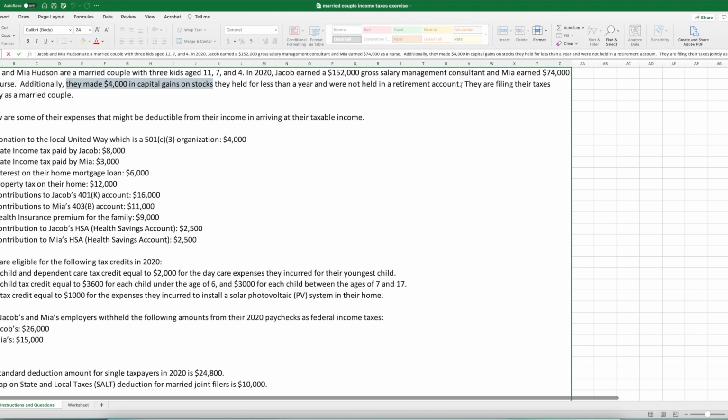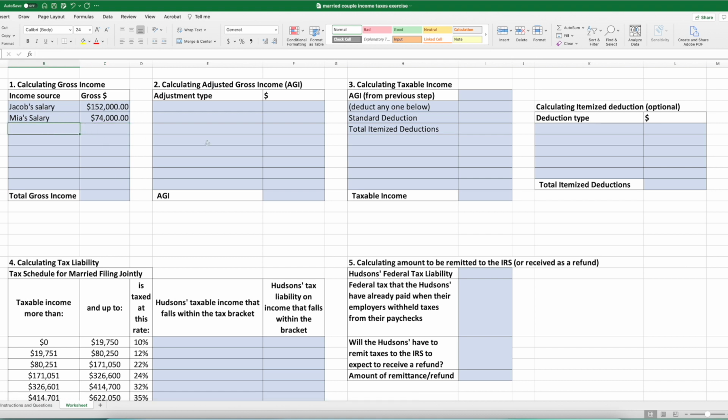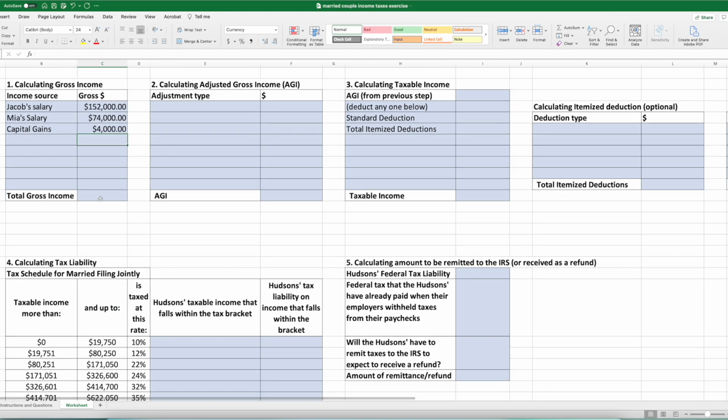Okay, and because these stocks were not held in their retirement account, remember that investments in your retirement account are not taxed until you retire and withdraw that amount. But these were not held in the retirement account, so they're going to be taxed in the year when the capital gains were realized. So we need to include that in our calculation of gross income. Okay, so that pretty much is their sources of income.